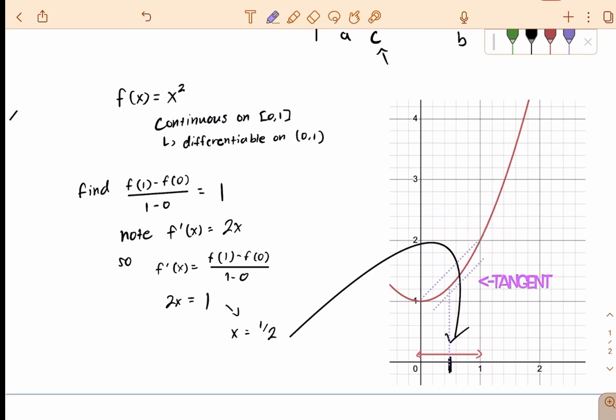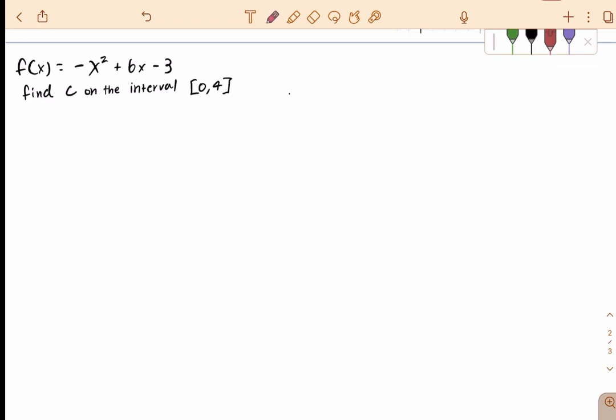Now let's go ahead and try one without the graph in our face. We're given an equation of f of x is equal to negative x squared plus 6x minus 3, and we need to find c on that interval. So we'll start out with finding our rise over run or our secant slope. To do this, we'll start by solving for f from the points given on our interval. So f of 0 equals negative 0 squared plus 6 times 0 minus 3, which equals negative 3. Then we have f of 4 equals negative 4 squared plus 6 times 4 minus 3, which comes out to 5.